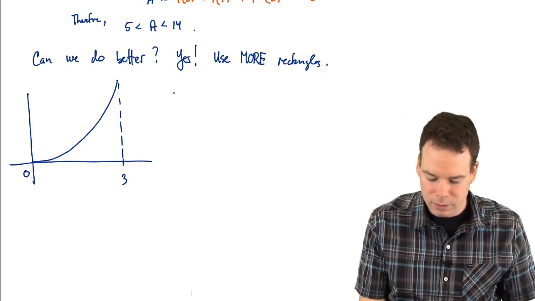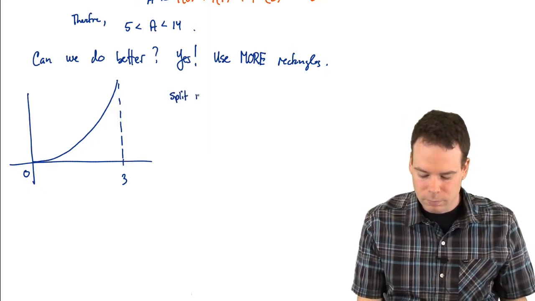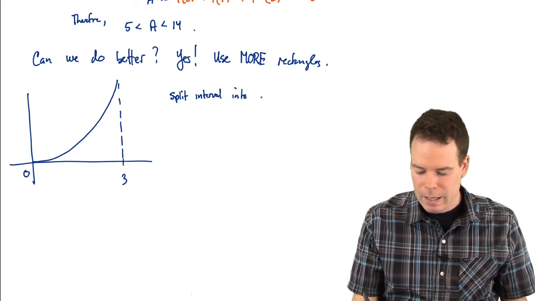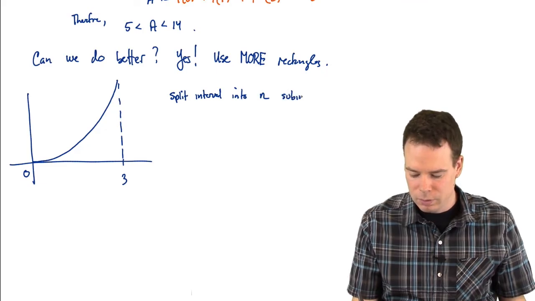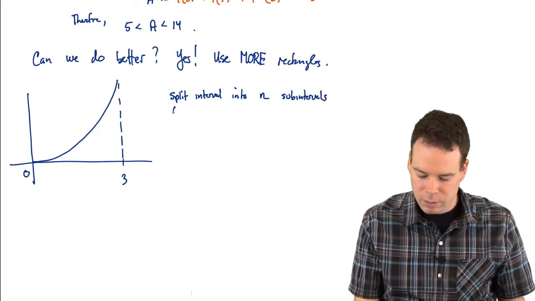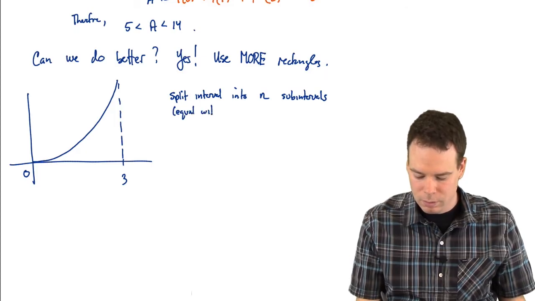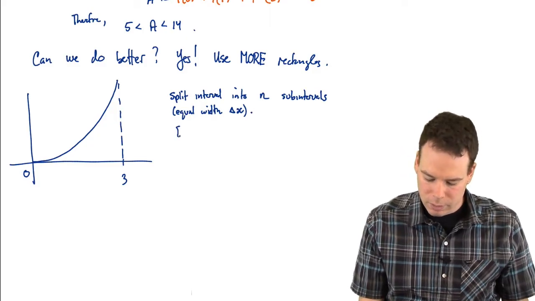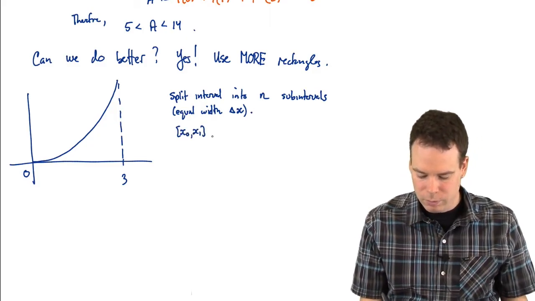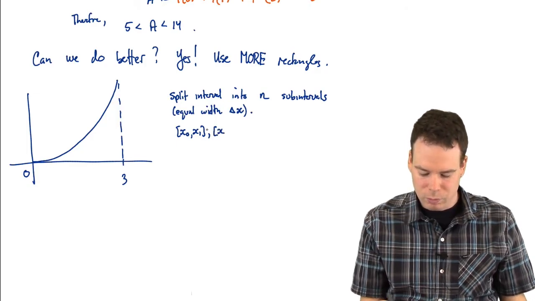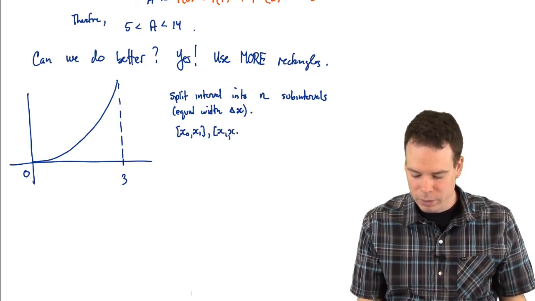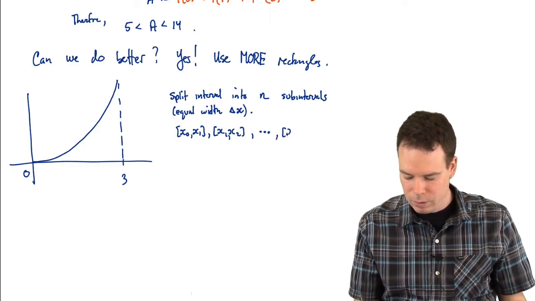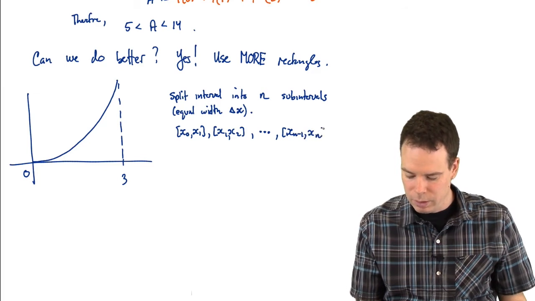How do we use more rectangles? Well, we split the interval into n subintervals. And here we're going to keep them of equal width, which we'll call delta x. So what do they look like? Well, it'll be x sub 0 to x sub 1. This is what we typically call these intermediate points once we do the split. x sub 1 to x sub 2, x sub 2 to x sub 3, and so on, all the way down to x sub n minus 1 to x sub n.